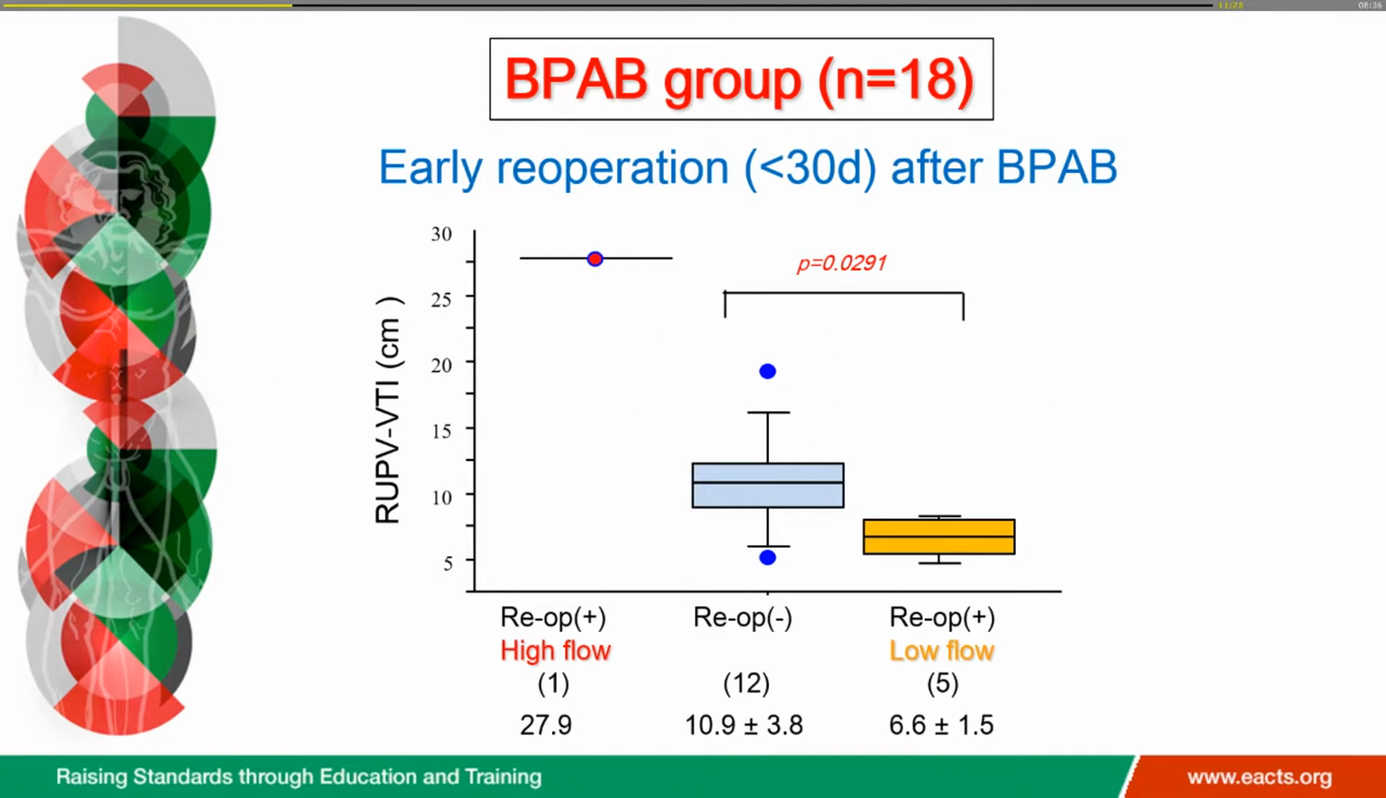6 patients underwent unplanned early reoperation due to inadequate degree of banding. Patients were divided into 3 groups: reoperation for pulmonary high flow, no reoperation, and pulmonary low flow. High flow patients had a significantly higher, and low flow patients had a significantly lower PBVTI compared to patients with no reoperation.